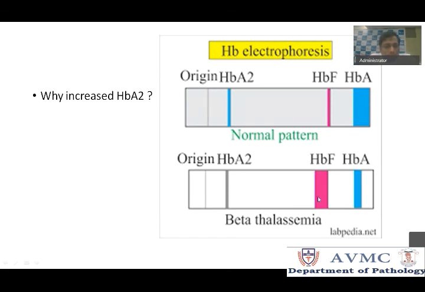Okay, I repeat, in beta thalassemia you will not have beta chains. So the alpha chains will pair up with gamma chains, because without pairing it is unstable, so it has to pair with some other chain. So alpha chain will pair up with gamma chain to form fetal hemoglobin. Adult hemoglobin is made up of normal alpha chain and beta chain.